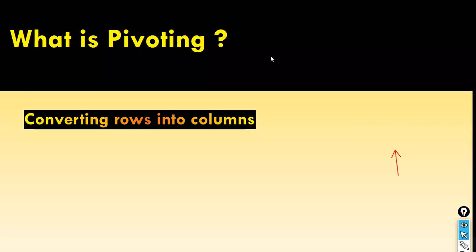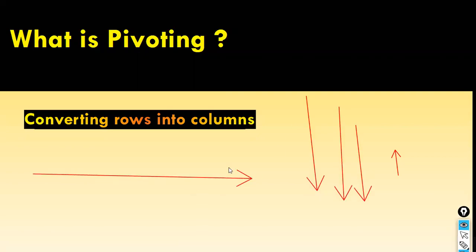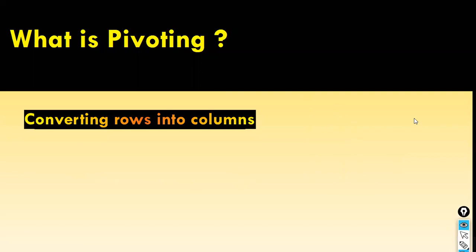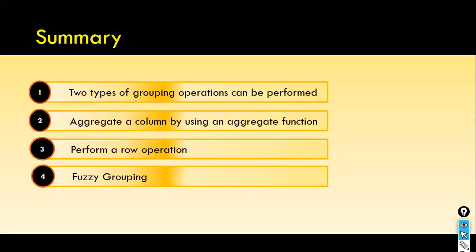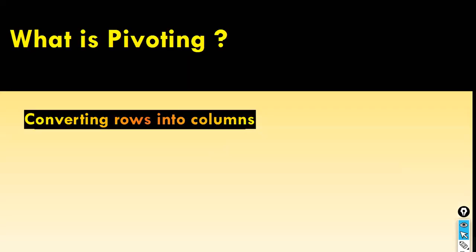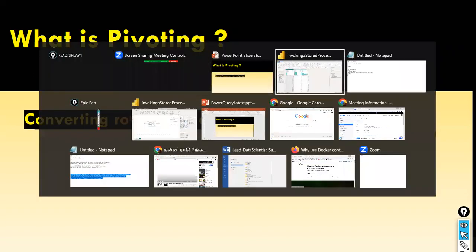Next topic is pivoting and unpivoting. What is pivoting? Converting rows into columns. That is what pivoting is all about. What is unpivoting? The opposite. Converting your columns into rows. That is called unpivoting. And we have something else called transpose and reverse. That also we'll take a look at now.